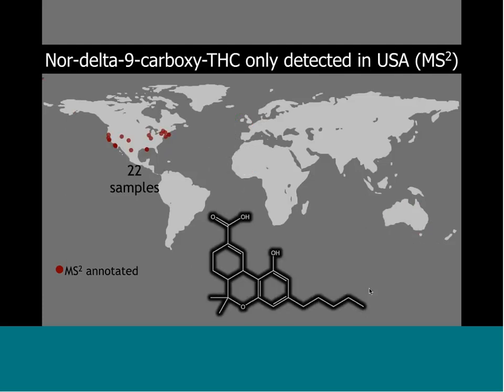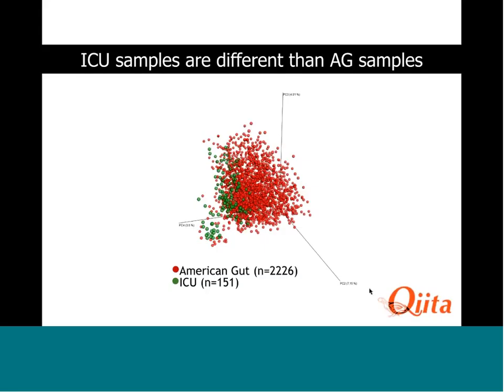Now, this one I find very interesting. We detect THC in fecal samples, but we only find it in the United States samples and not in the European samples or the Australian samples. And I think we can all come up with interesting hypotheses of why that might be, and that may be a better discussion to have over a beer or a drink, because there are some very interesting correlations there.